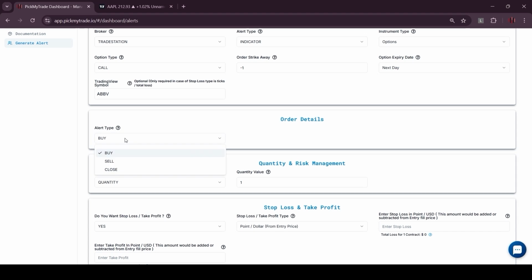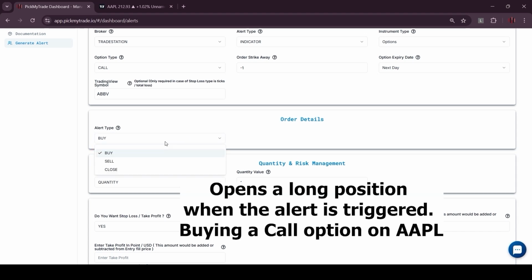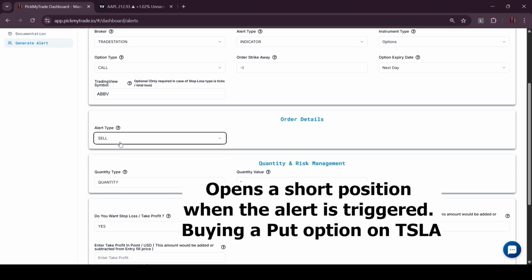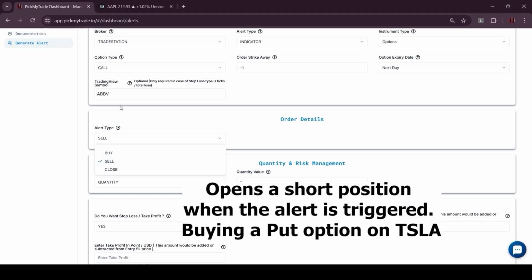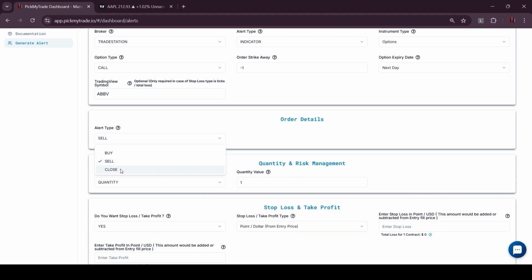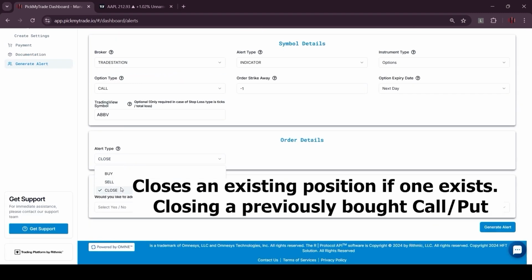Then here we have the alert type as buy, sell, and close. For buy, it opens a long position when the alert is triggered, buying a call option on Apple. For sell, it opens a short position when the alert is triggered, buying a put option on Tesla. For close, it closes an existing position if one exists, closing a previously bought call or put.